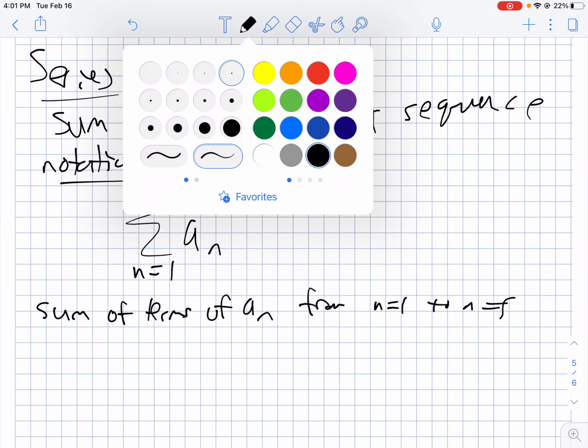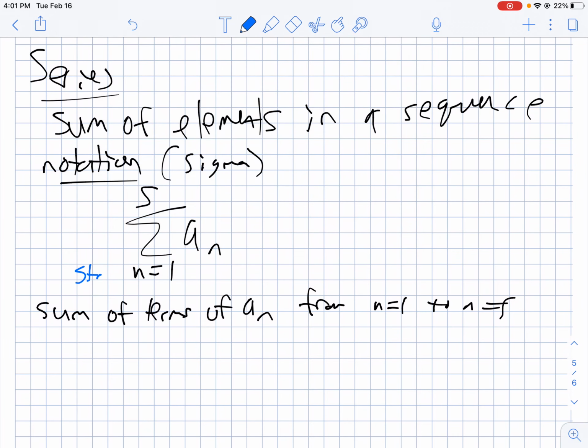It's kind of like an integral in the sense that we have a starting bound at the bottom and an ending bound at the top. So this is just saying take a sub 1 plus a sub 2 plus a sub 3 plus a sub 4 plus a sub 5.